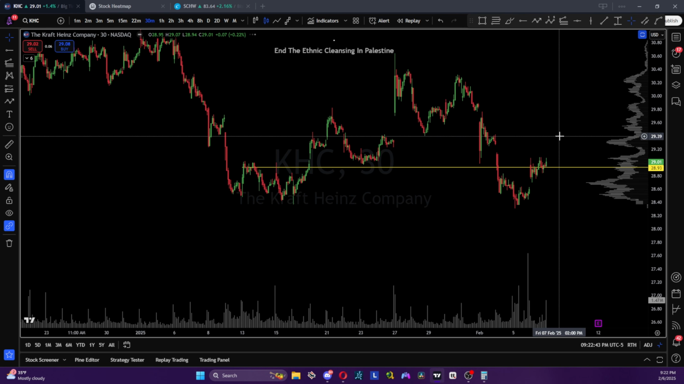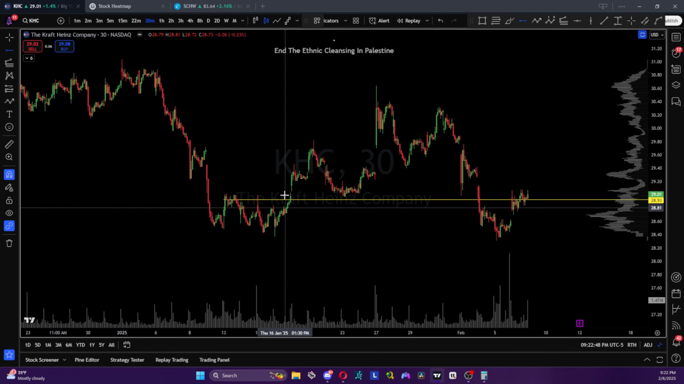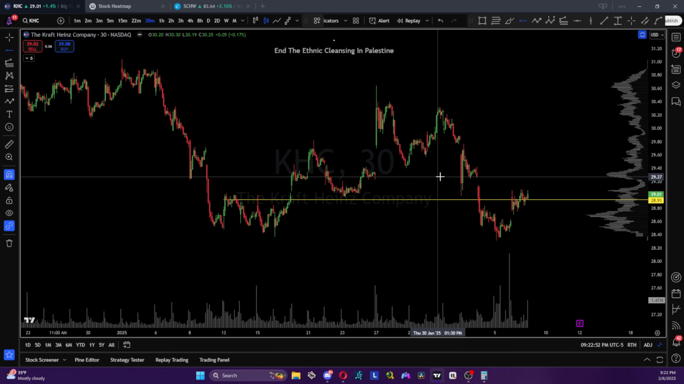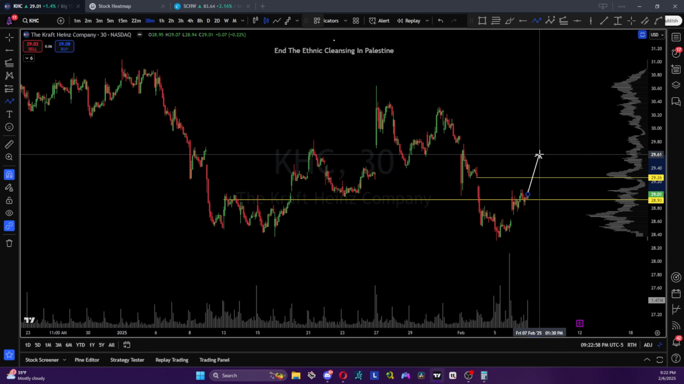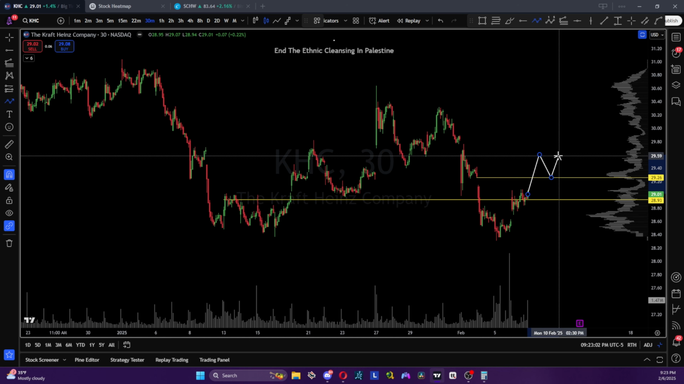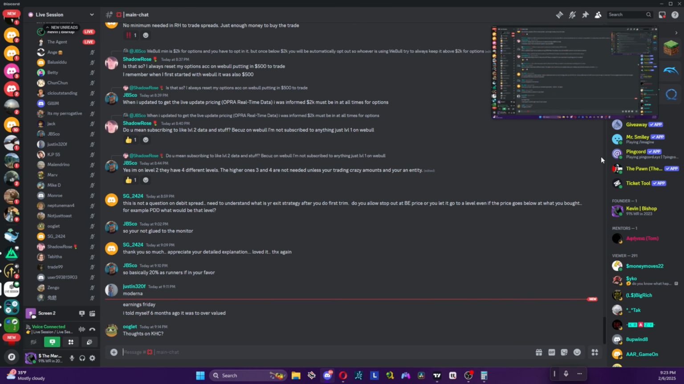How you could enter this if you're not in it, or what I would do, is try to find a resistance that it's important to get above. So let's say this gap, 29.26. I would wait for it to come above here, reject, retrace, and if I see it bouncing off this, that's when I'll take calls. That's when I'll get into KHC calls. So that's my thoughts on KHC.